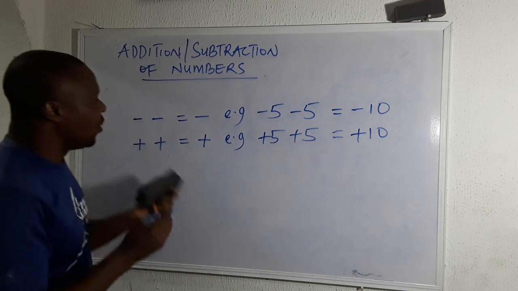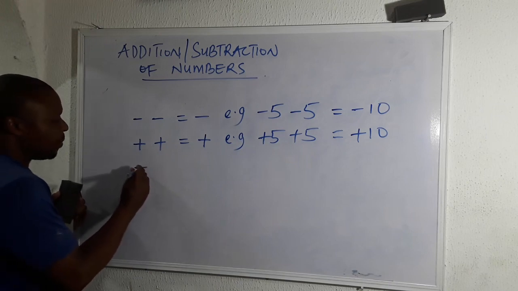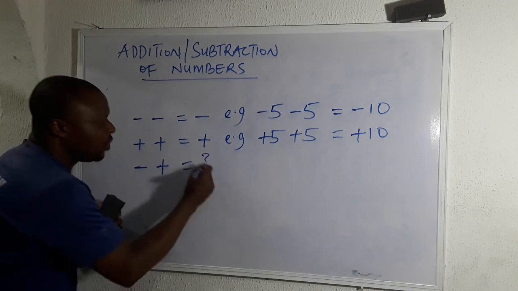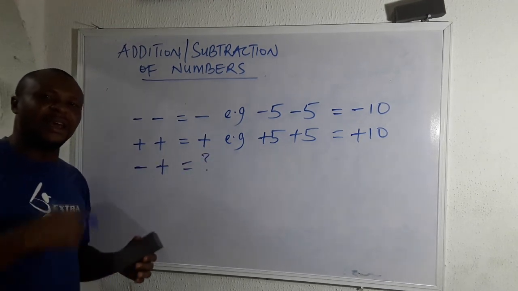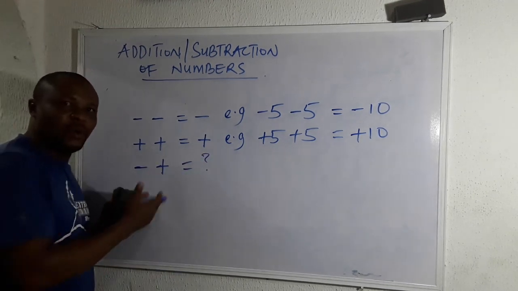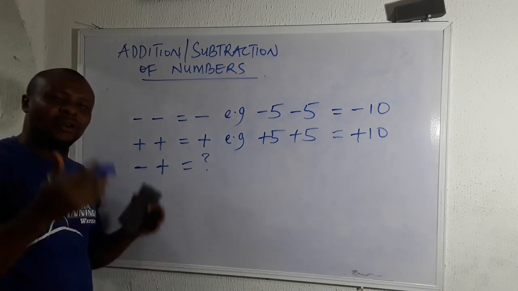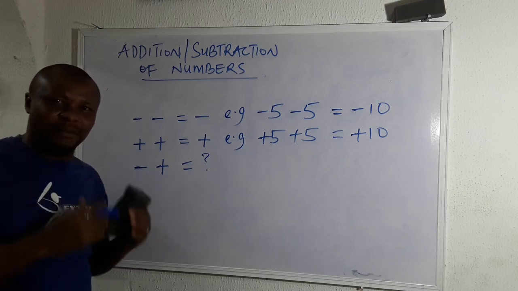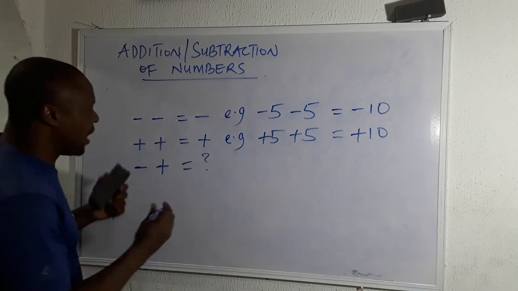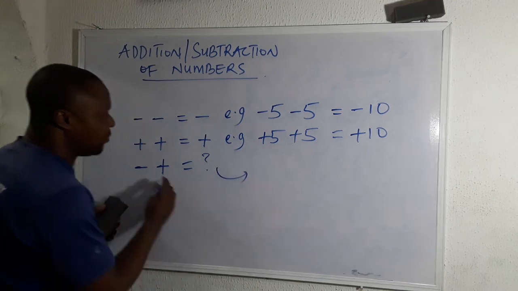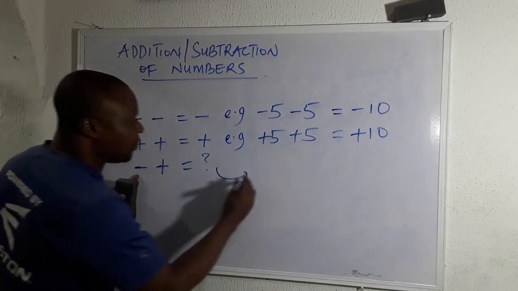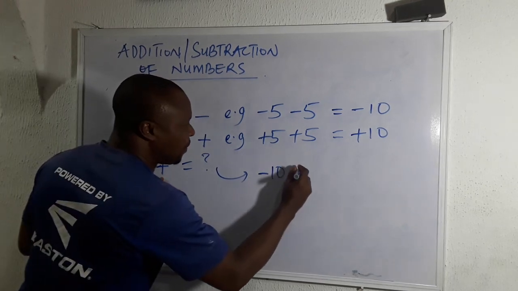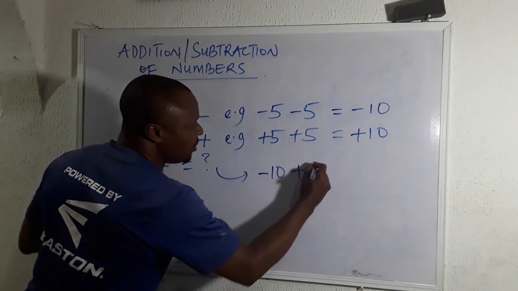Now, what will it be when we have minus and plus? The answer will be, we cannot tell, because the answer to this will depend on the numbers that are involved, that is, the magnitude of the numbers that are involved. Let me give you an example for this case. Now the first number, let's say, is minus 10. The second number is plus 20, for instance.